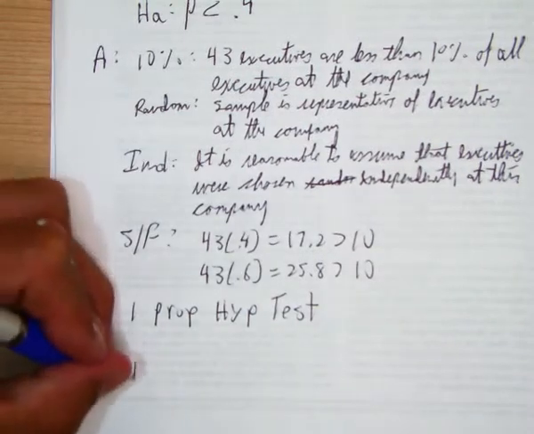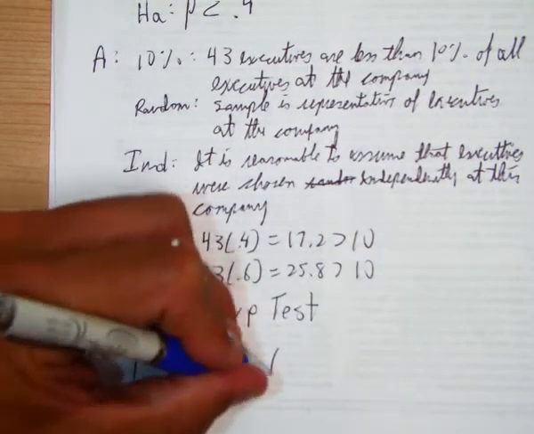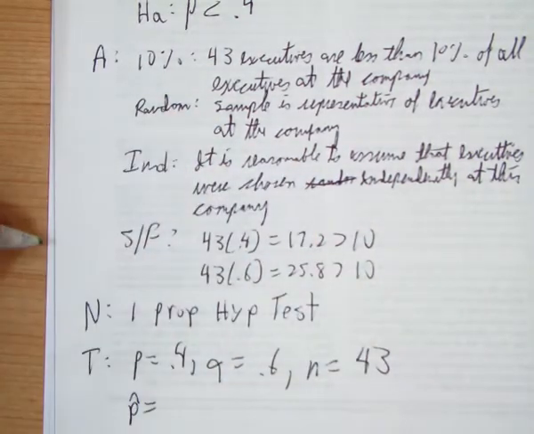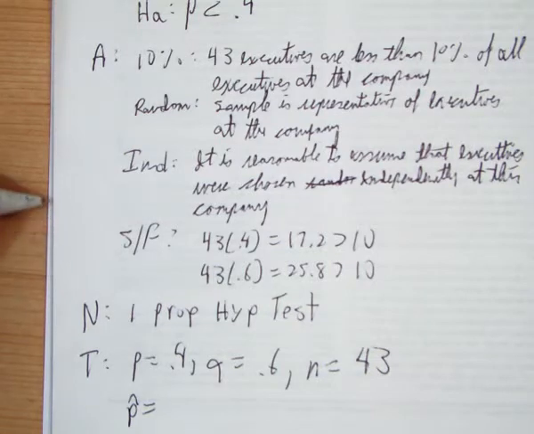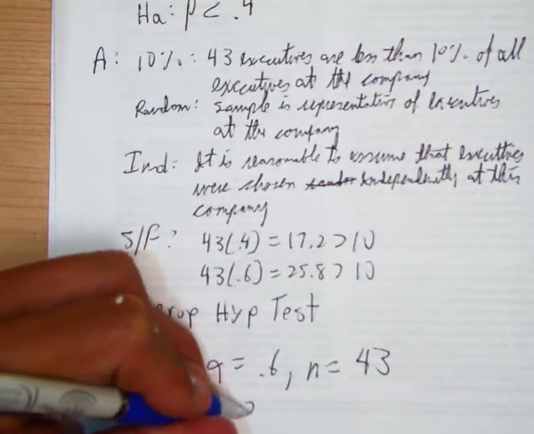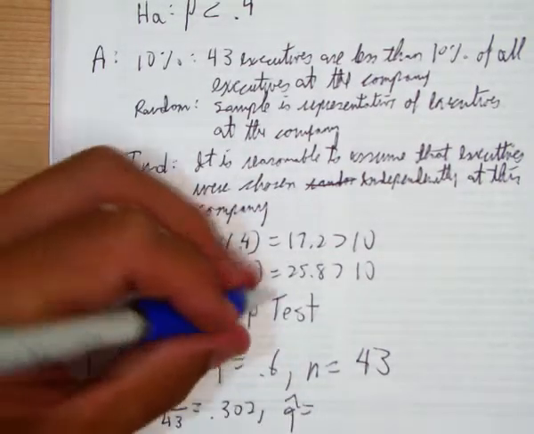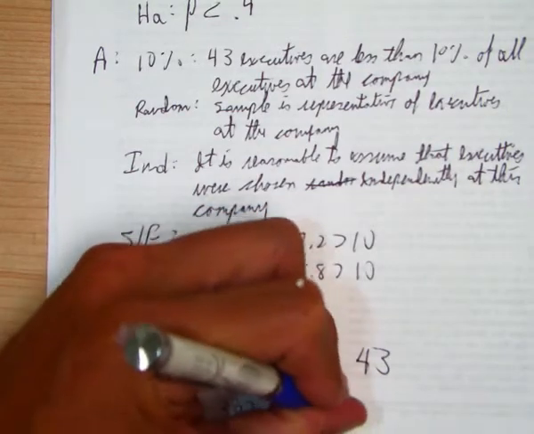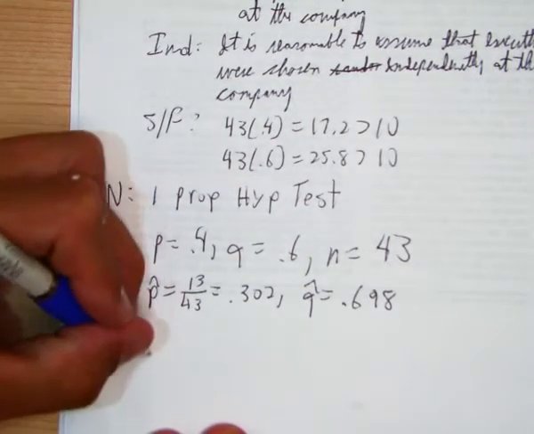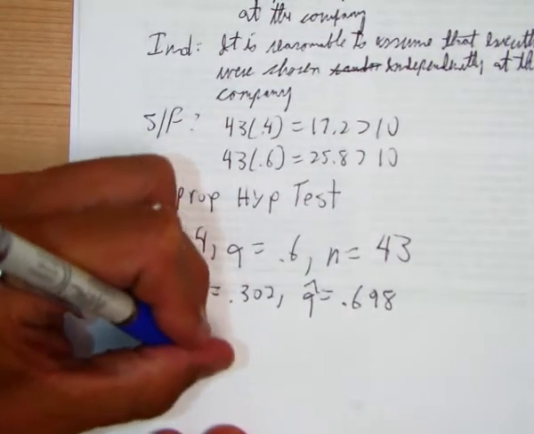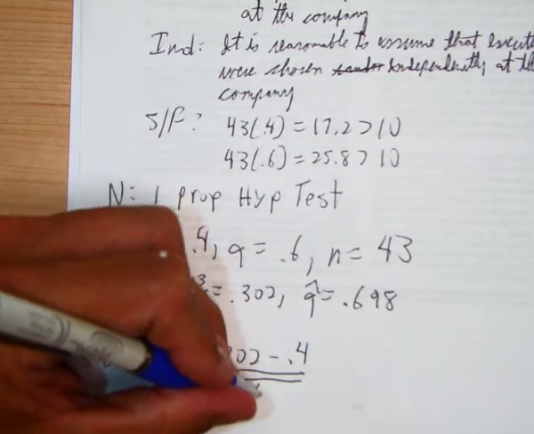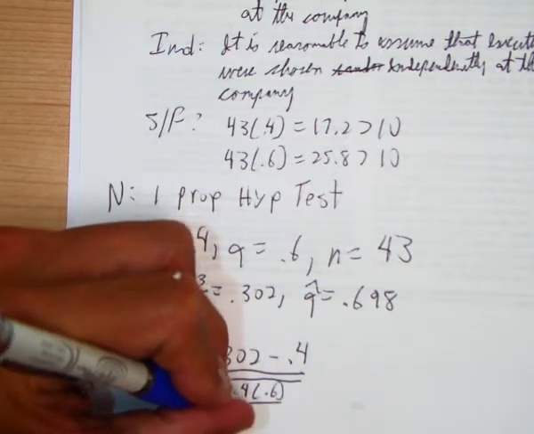Test statistics: P equals 0.4, Q equals 0.6, N equals 43. P hat, in this case, is going to be 13 out of 43, which is 0.302, and then Q hat is going to be 0.698. Okay. Obtain P. Z equals 0.302 minus 0.4 over the square root of P Q over N.